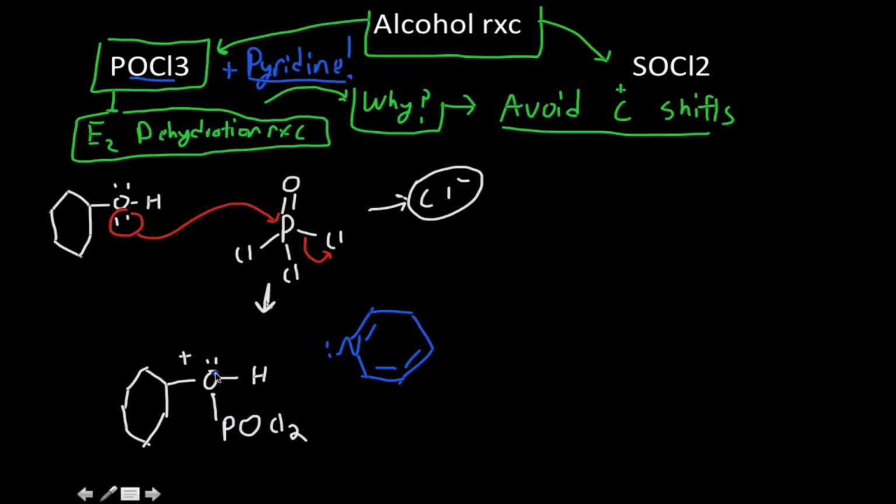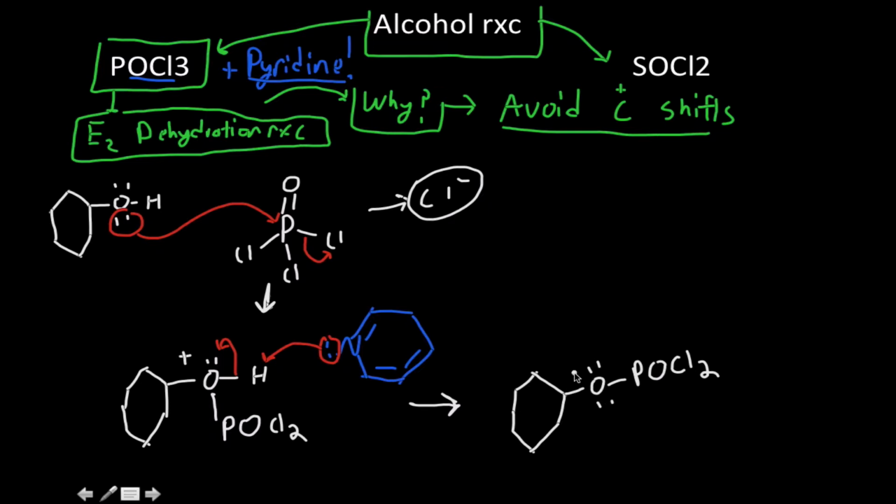I'll just go ahead and draw the 3 electron arrows here. So pyridine is going to come in. It's going to steal that proton. I'm going to snag him away from there. And that's our next step here. What we have is this O, P, O, Cl2. I'll go ahead and just draw the lone pairs.